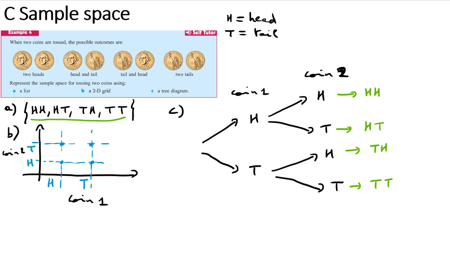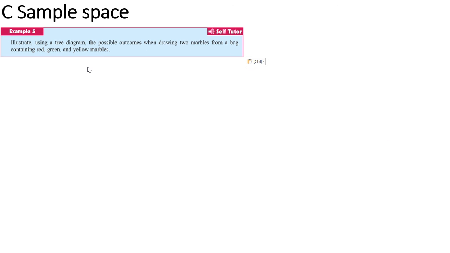Let's go now to example 5. In example 5, we have to illustrate using a tree diagram the possible outcomes when drawing 2 marbles from a bag containing red, green and yellow marbles. So a tree diagram. So we have 2 marbles. Let's focus on the first marble. So we have 3 possible outcomes: a red marble, a green marble, or a yellow marble.